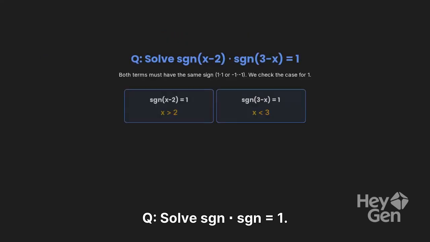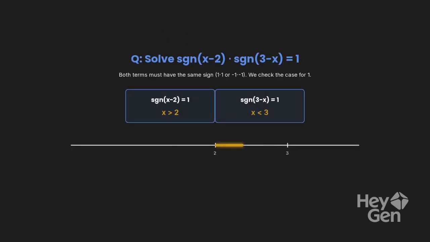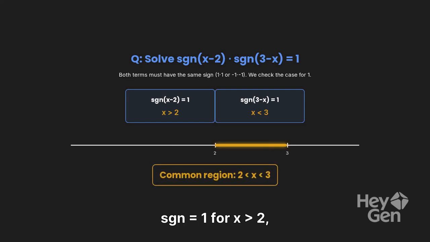Question: solve SGN of (x minus 2) equals SGN of (3 minus x). Both must have the same sign. SGN of (x minus 2) equals 1 for x greater than 2, and SGN of (3 minus x) equals 1 for x less than 3. The common region is 2 less than x less than 3.